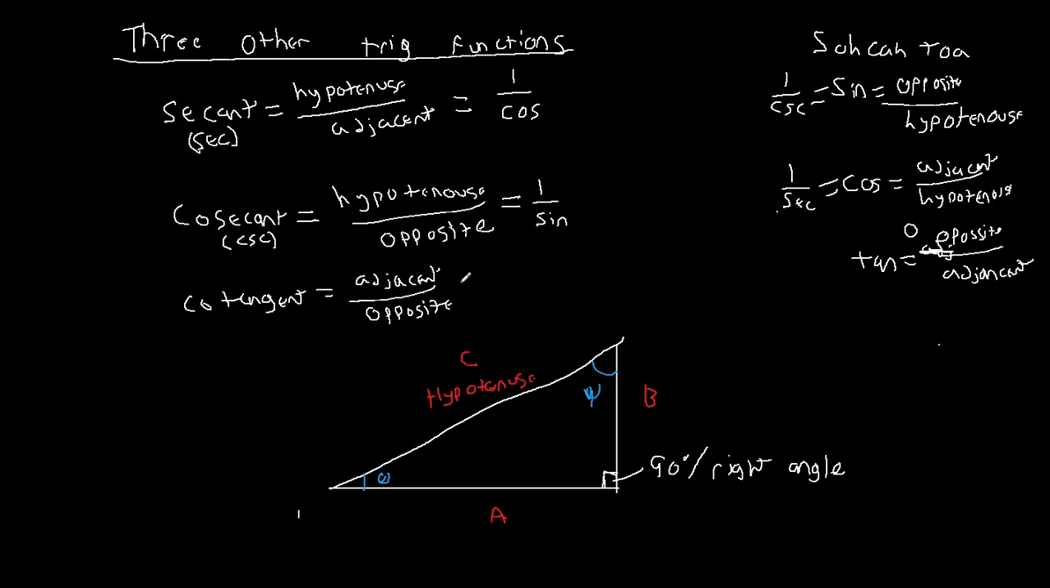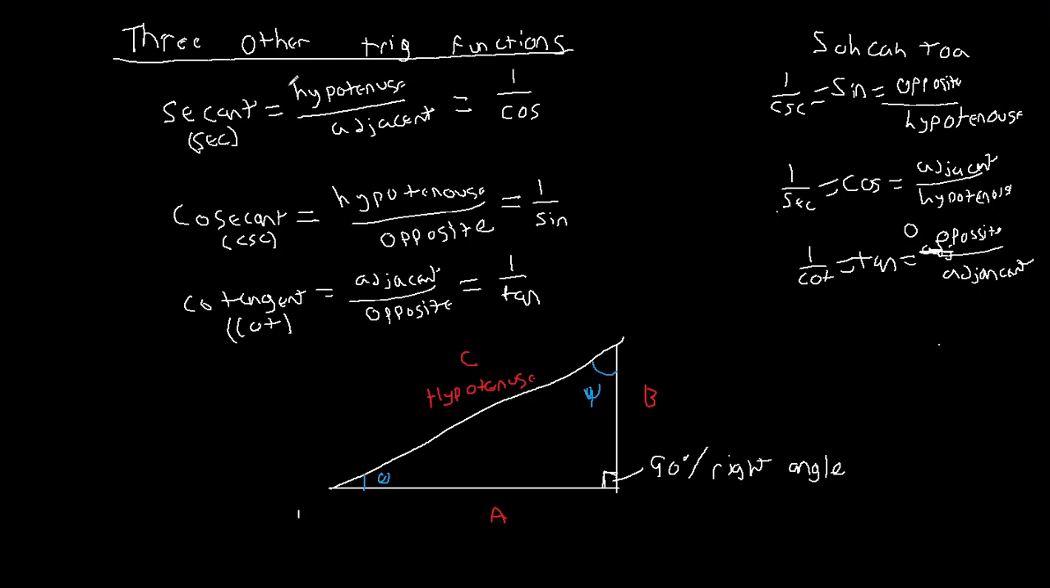And then finally, cotangent, adjacent over opposite, is the inverse of tangent, which would make sense because you see tangent in both names here. So this is going to be 1 over tan, whereas the tangent is going to be 1 over cotangent. And this is COT. Right? So hopefully this makes sense.